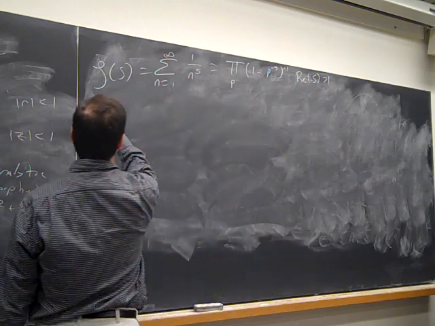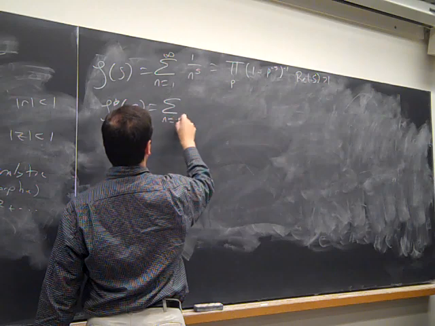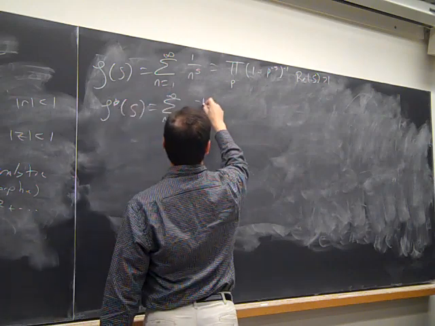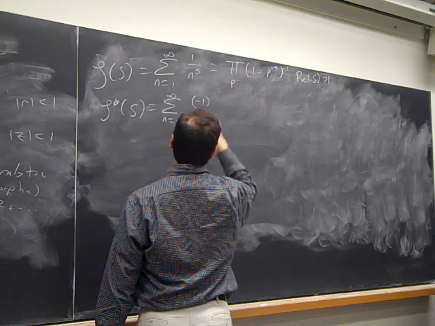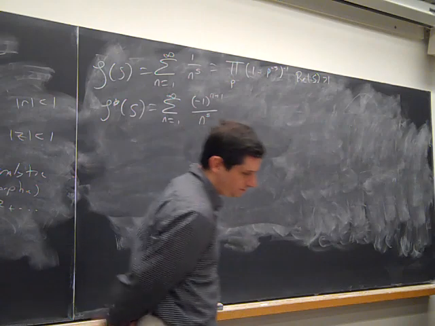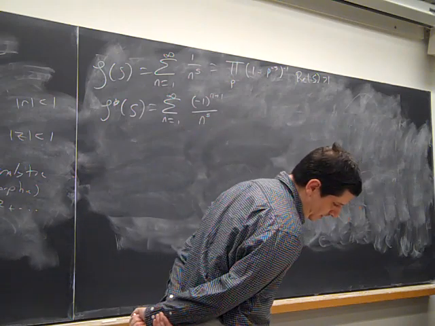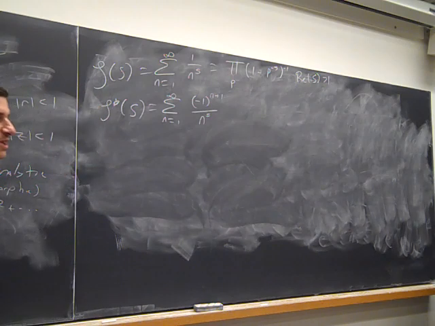So we're going to define zeta star of s to be the sum from n equals 1 to infinity of (-1) to the n plus 1 over n to the s. Now, I sadly can't remember if it's n plus 1 or n. Does it really matter?